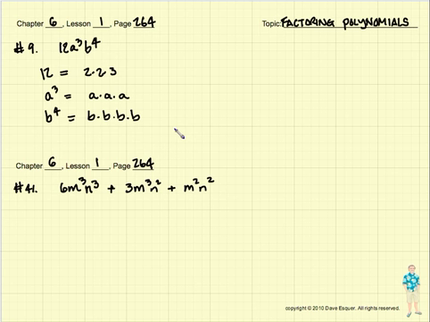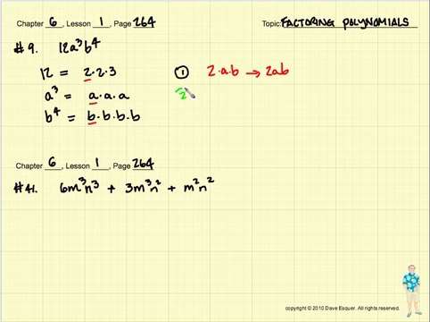Now when we have to factor these, we're just going to sort of mix and match and see what we can come up with. And we're free to use any of these factors that we'd like. So I might choose for one of my factors 2a and b. So one of my factors would be 2 times a times b, 2ab.